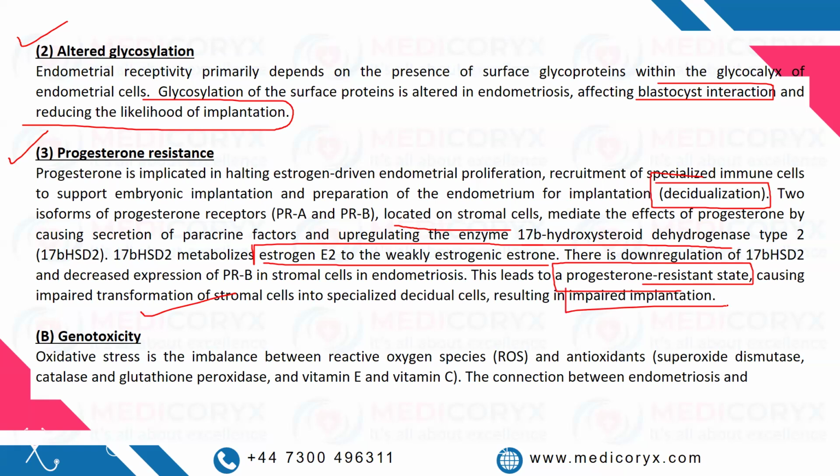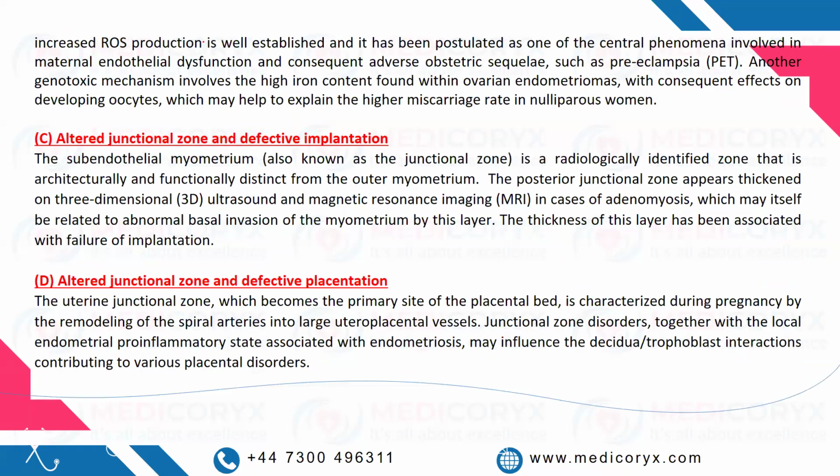Fair enough, isn't it? Then the fourth cause could be genotoxicity, meaning there is going to be an imbalance between reactive oxygen species and antioxidants. And we all know what antioxidants are, like superoxide dismutase, catalase, glutathione peroxidase, vitamin E and vitamin C. The connection between endometriosis and increased ROS production is well established. So what will it cause altogether? It will also cause a higher miscarriage rate in nulliparous women, because it will cause a genotoxic mechanism in the developing oocytes. Makes sense, right?